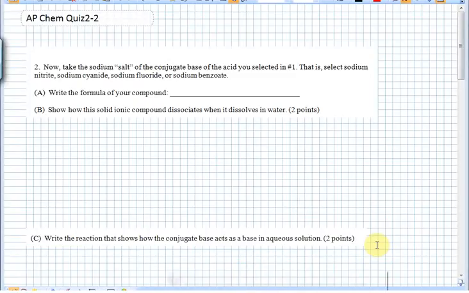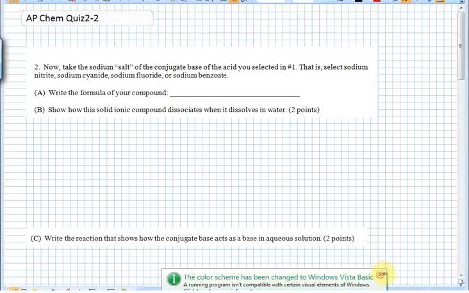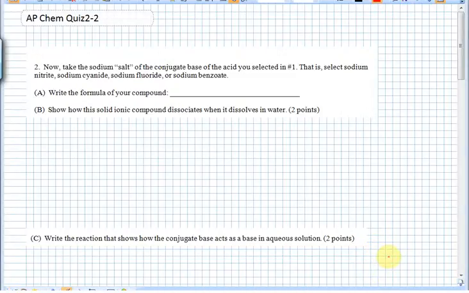All right, question number 2 on AP Chem quiz number 2 for the third trimester. Now we're looking at the conjugate base of the acid you selected in question number 1. The acid I selected in question number 1 was nitrous acid, HNO2, and as an acid it looks like this.